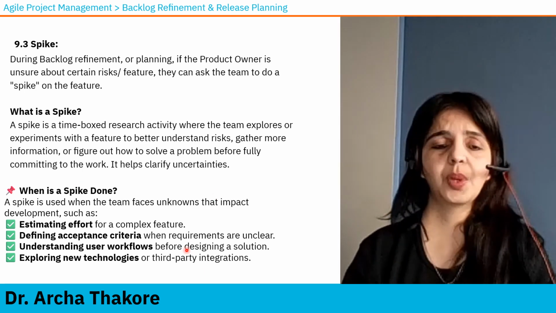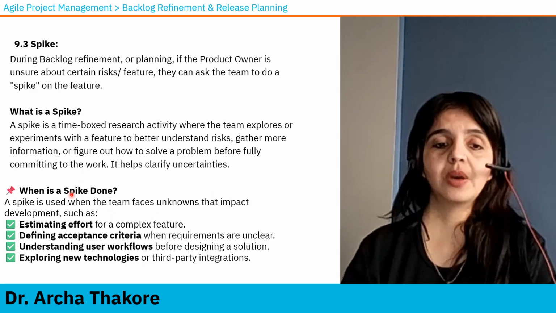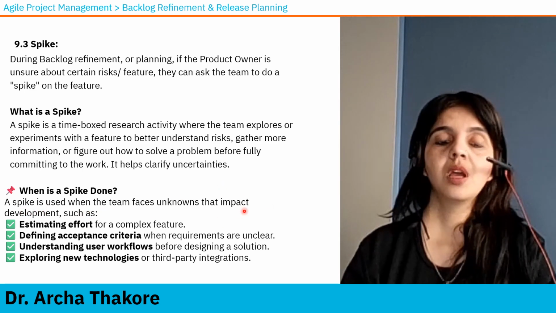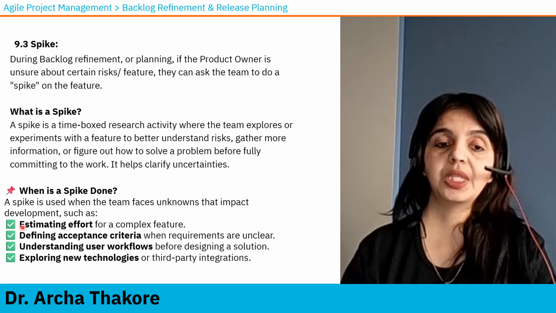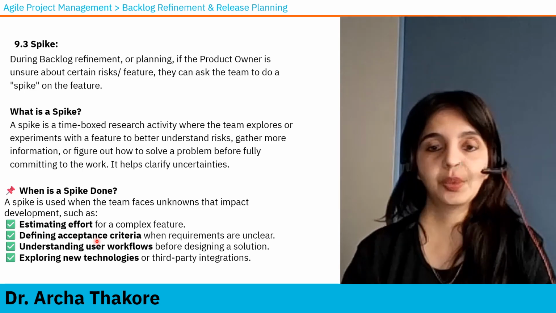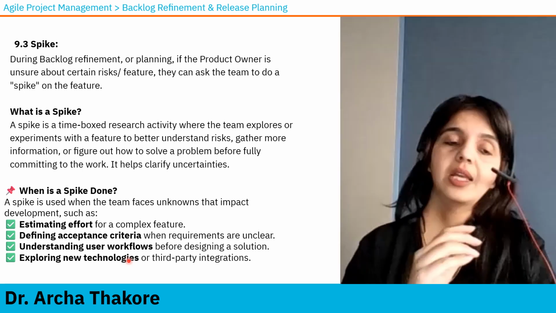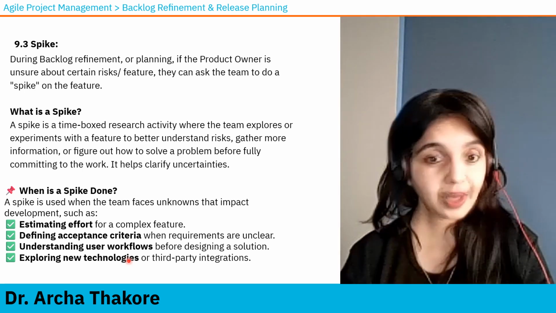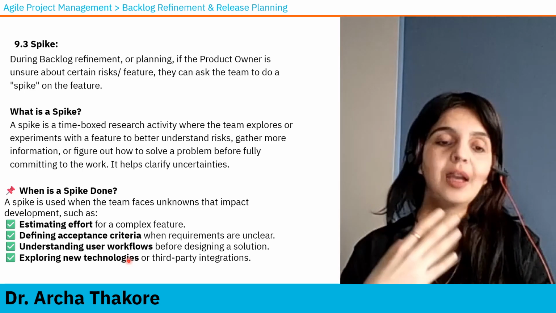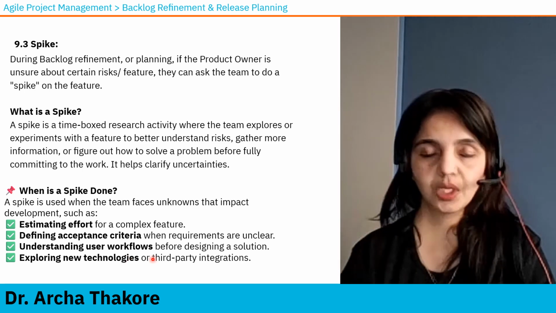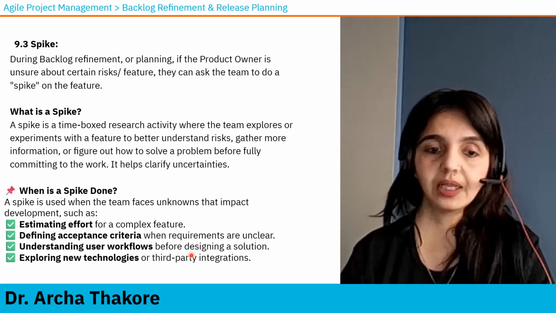How is it done? I already talked about all this. When is a spike done? A spike is used when the team faces unknowns that impact development, such as estimating effort. You're not able to understand how complex a feature is. You're not able to understand the acceptance criteria, which we already talked about in the previous lesson. That is, how will you know that this feature, that story, is complete? That is your acceptance criteria.